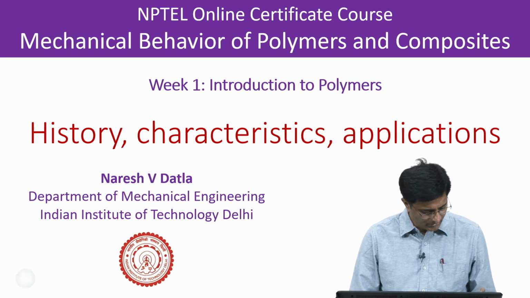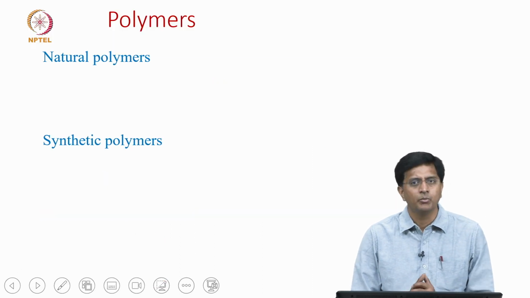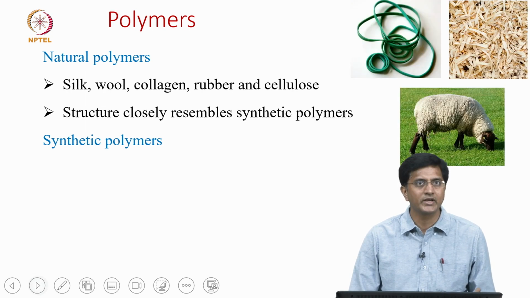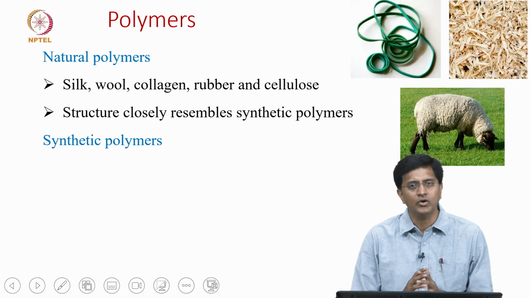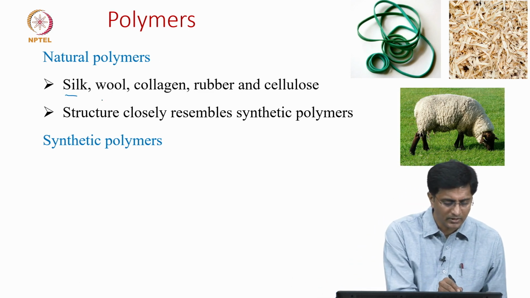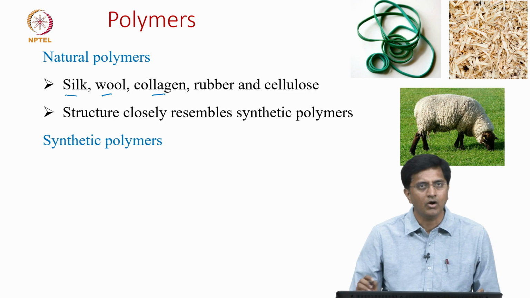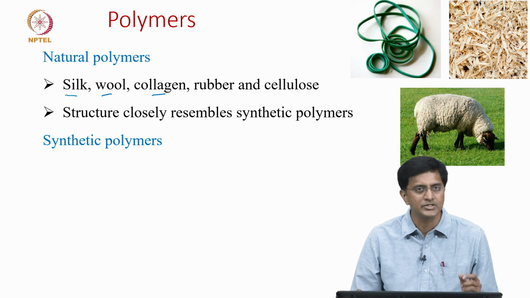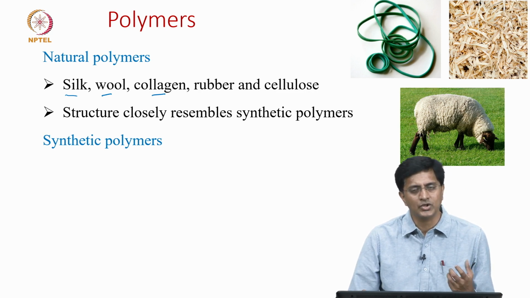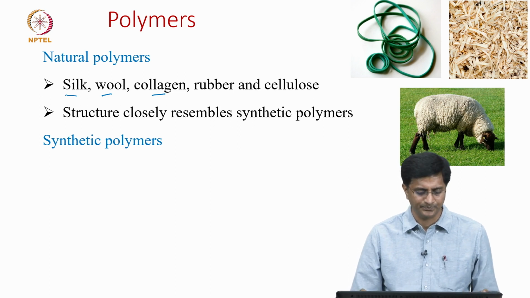So, let us start with polymers. As we look around, there are both natural as well as synthetic polymers. Natural polymers we get both from the animal world as well as the plant world. So, silk, wool and collagen, all of these are from the animal world. Silk we get from silkworms and wool from the sheep, and collagen is in the human tissues or animal tissues, mostly in skin or other tissues.